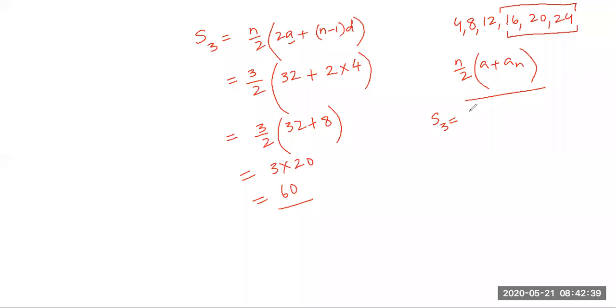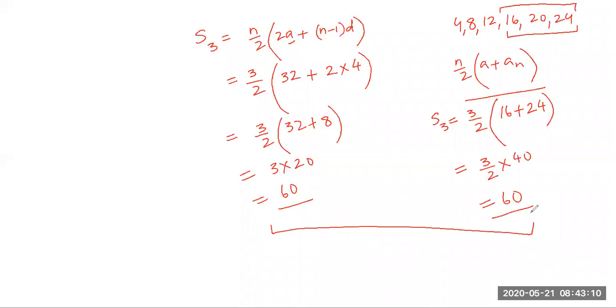S3 is equal to, you see that, 3 by 2. You are listening, students? Yes, sir. By 2 into a is again what? 16 plus an, or the last term, third term, 24. So that is equal to 3 by 2 into 16 plus 24. That is again 40, 60. So students, I hope you like the explanation of all the three formulas for the sum of any 3, 4, 5, n terms. Hope you enjoyed this.